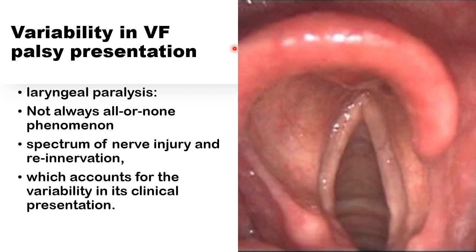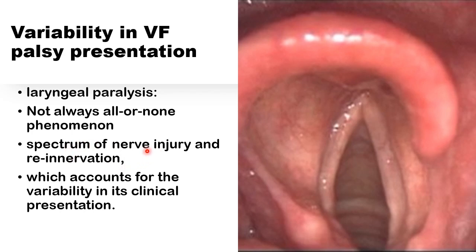The variability in the vocal fold's position and functions after denervation and its clinical presentation has been noted and debated since the 19th century. The core reason for this is that laryngeal paralysis, vocal fold palsies, are not always an all or none phenomenon. It's rather a spectrum of residual nerve functions and attempts at re-innervation and attempts at compensation.